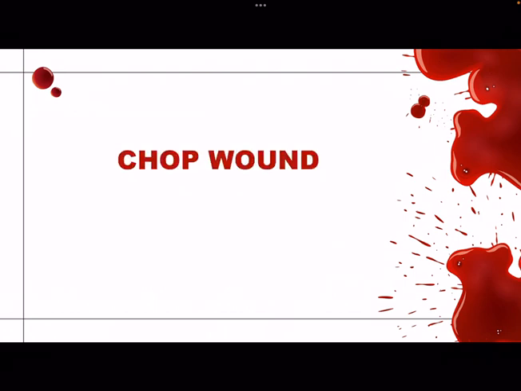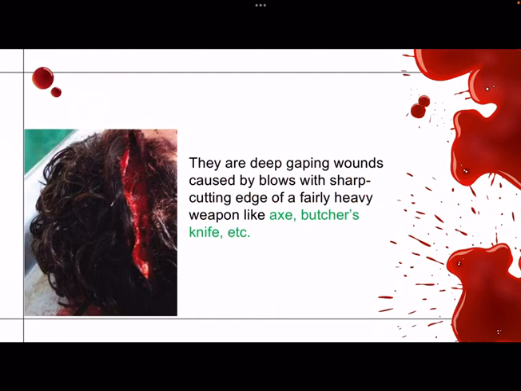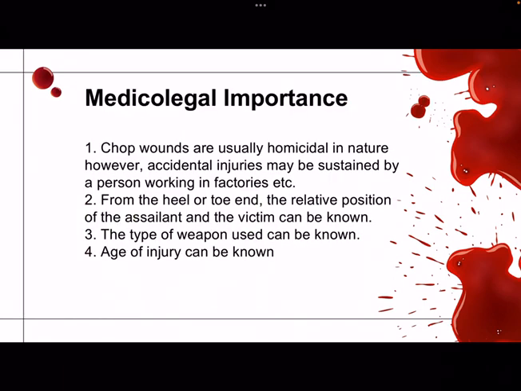The next topic is chop wound. What is chop wound? It is mainly produced by heavy weapons like axe, butcher's knife, etc. See, in this picture you can see, this is a chop wound. The margins are regular, but they are deep gaping wounds. The depth of the wound is more. So they are chopping wounds or chop wounds.